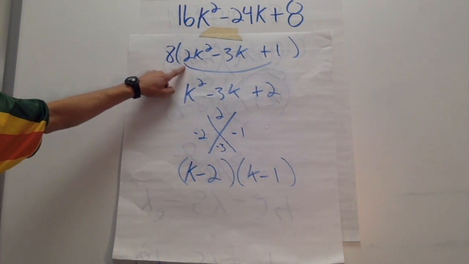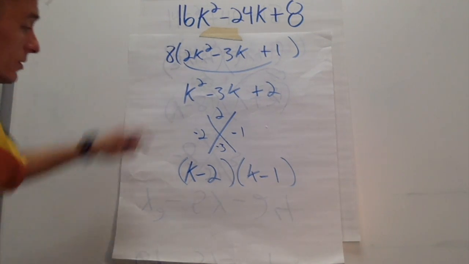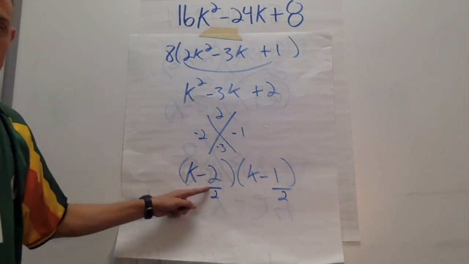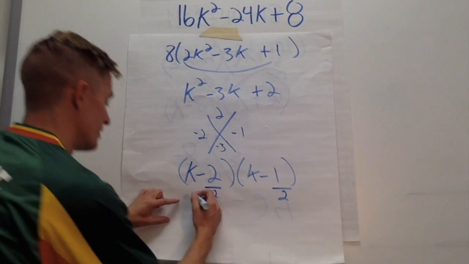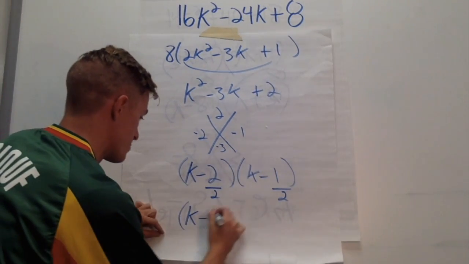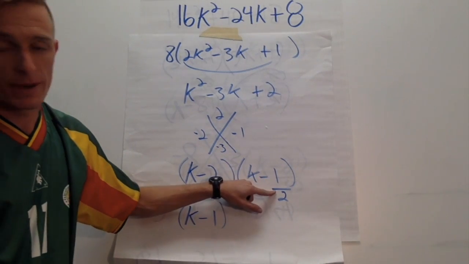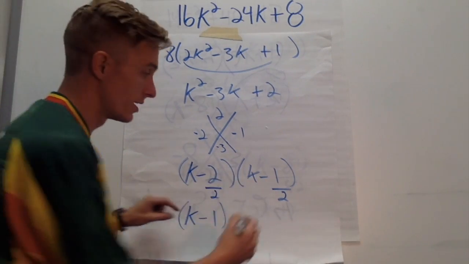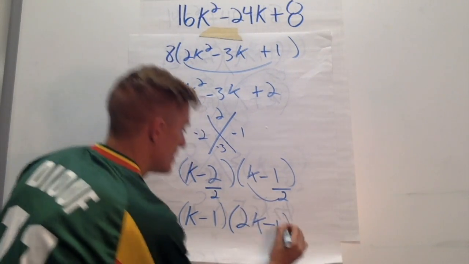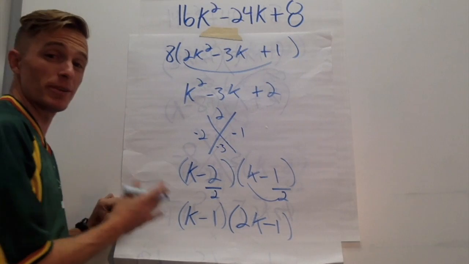We dropped a 2 from the beginning, so we got to bring that 2 back. Okay, 2 divided by 2, 1. So that is k minus 1. 1 divided by 2, you can't reduce that, so you bring the bottom up, so that's 2k minus 1, as your final answer. That is really sloppy, but I'm in a hurry.